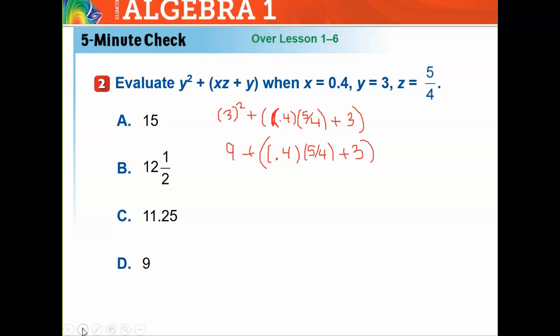And then the next thing you have to do is inside your parentheses. So here, this comes first. That's multiplication. We multiply before we add. So we're going to have to multiply 0.4 and 5/4 together.